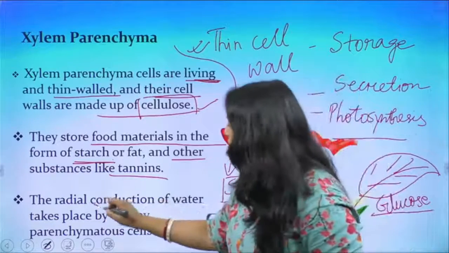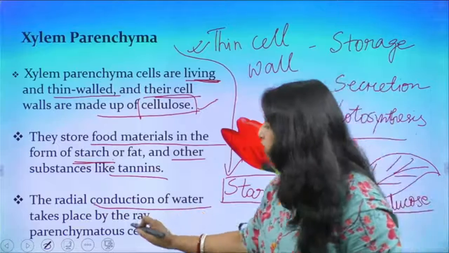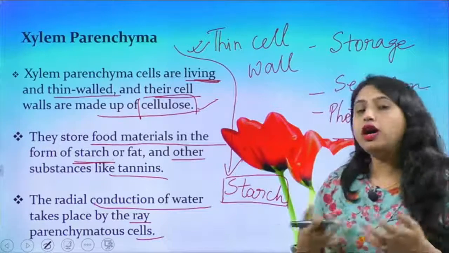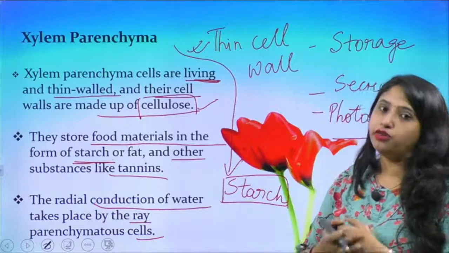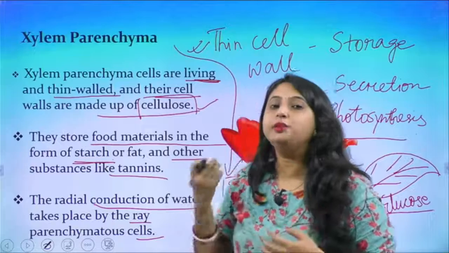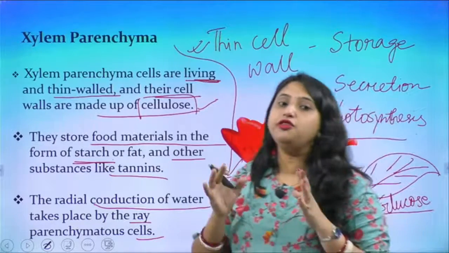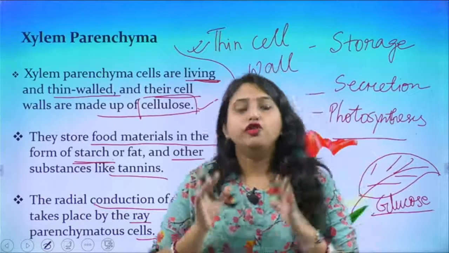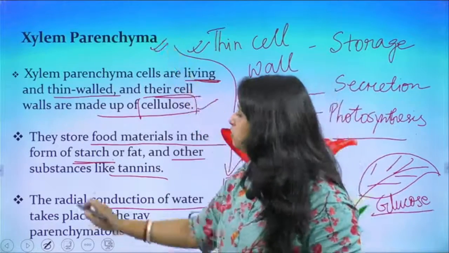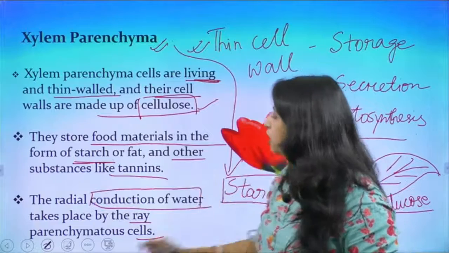The radial conduction of water takes place by the ray parenchymatous cells. So it is also helping in the conduction of water. They are basically exposed to the sunlight. They will be present in the leaves because they are very much essential for photosynthesis, this Xylem Parenchyma, and also they help in conduction of water.